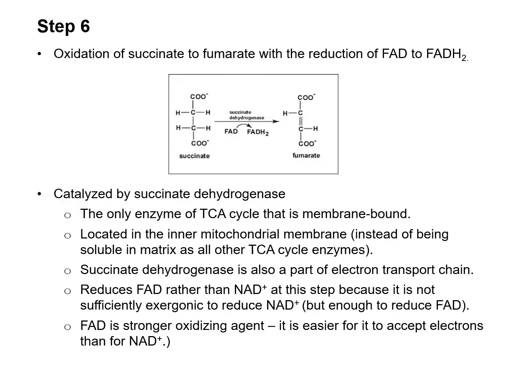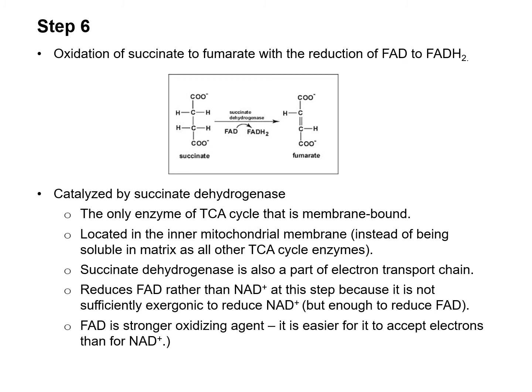In step 6, there's an oxidation of succinate to fumarate with the reduction of FAD to FADH2. And this reaction is catalyzed by succinate dehydrogenase, which is the only enzyme of the TCA cycle that is membrane bound. It's specifically localized in the mitochondrial inner membrane instead of being soluble in the matrix as all other TCA cycle enzymes are located. And this enzyme is also part of the electron transport chain. You can easily imagine that because it's stuck in the inner mitochondrial membrane.